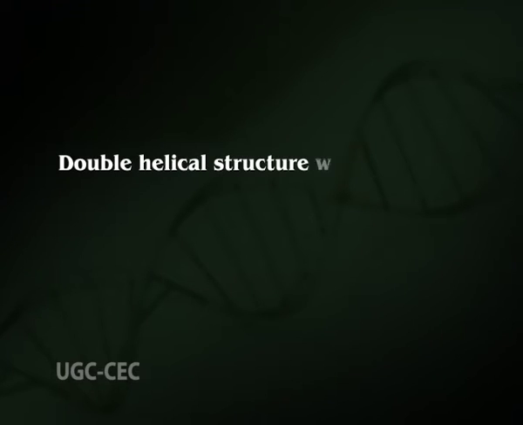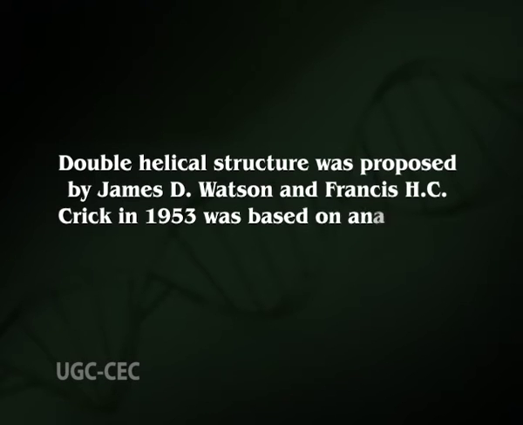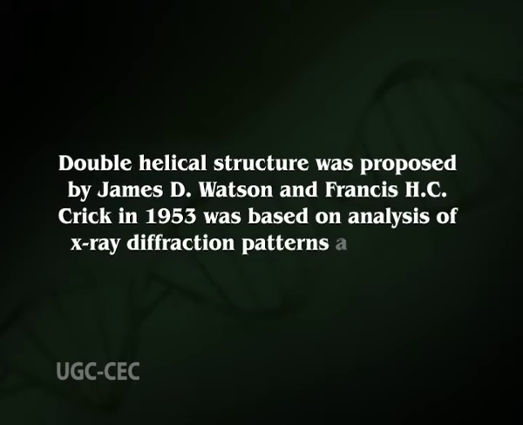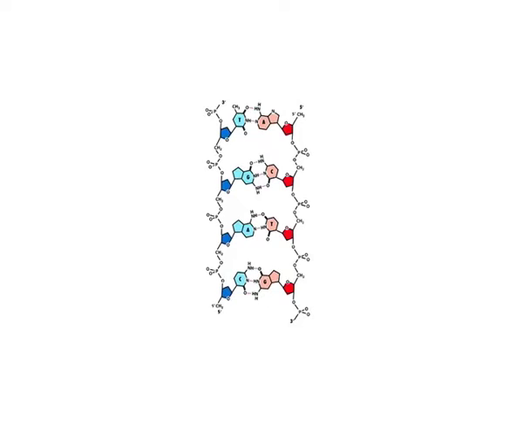The double helical structure was proposed by James D. Watson and Francis H. C. Crick in 1953 based on analysis of X-ray diffraction patterns along with careful model building. The Watson and Crick model of DNA proposed that two right-handed polynucleotide chains are coiled in a helical fashion around the same axis, thus forming a double helix. The orientation of the two strands is different, that is, their 5' to 3' directions are opposite. We call this arrangement antiparallel.